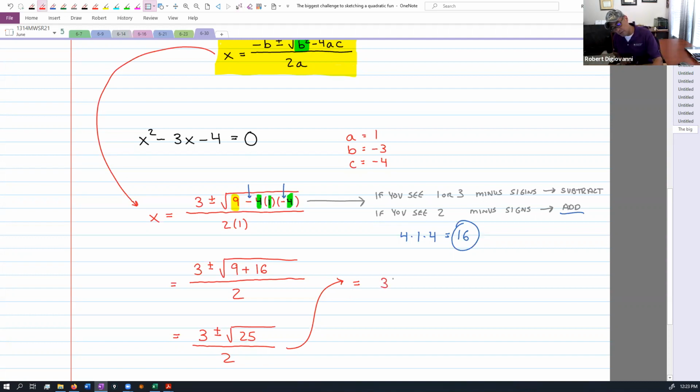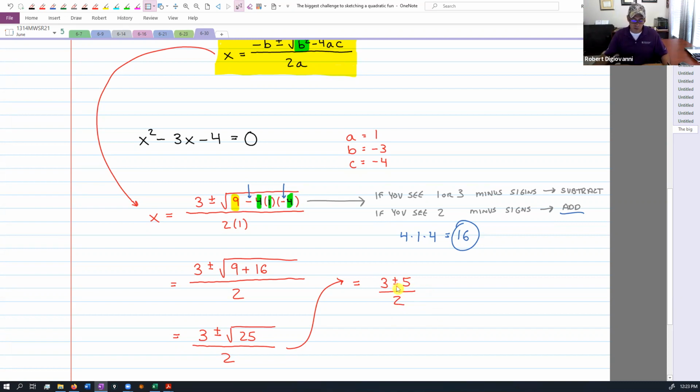So now we write 3 plus or minus 5 all over 2. Again, something to be real careful with that people mess up. When you do the square root of 25 and you write 5, the square root symbol's gone. You've already done the square root, so it disappears.